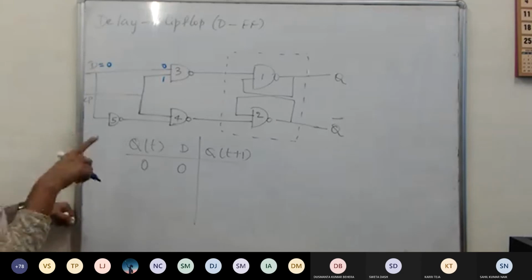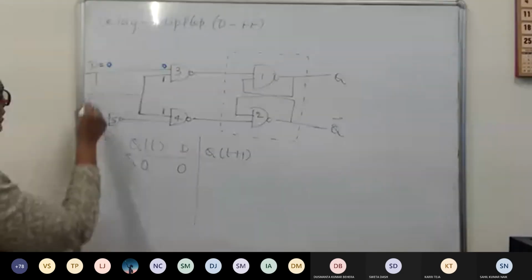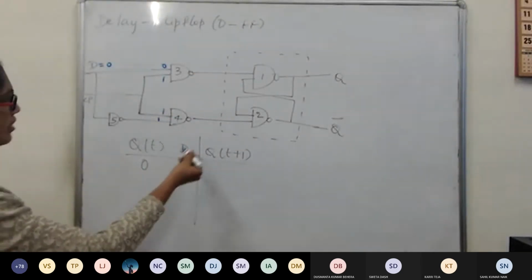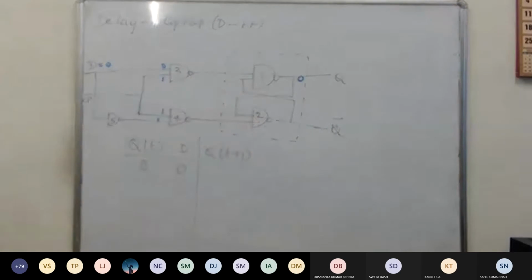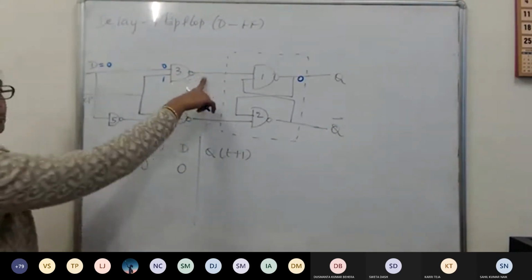CP is 1 high. We will keep that, and this is also 1, and this 0 will be there. This is 1. Now what will be here? By the way, here it is already 0. We have to estimate what will be Q of t plus 1. Can you tell me what will be Q of t plus 1? What will be here?